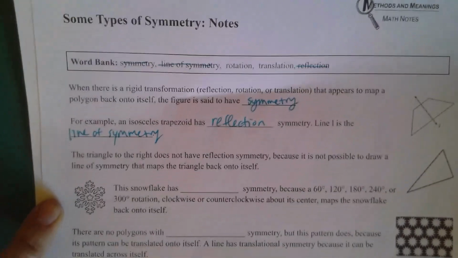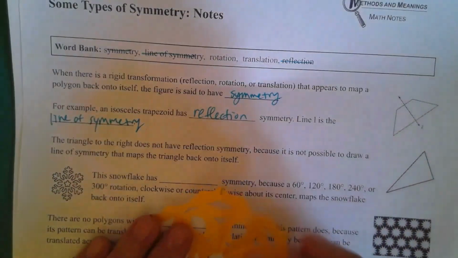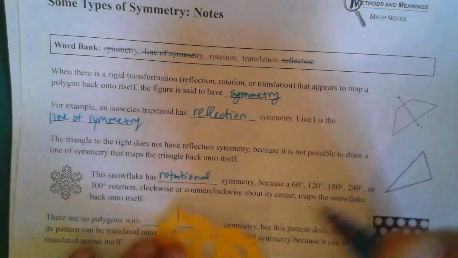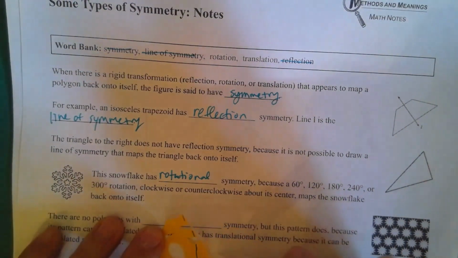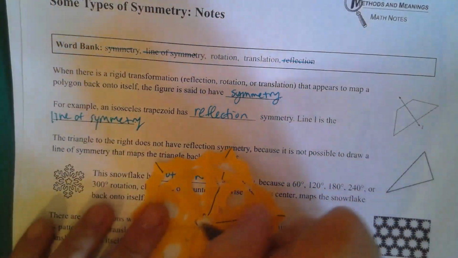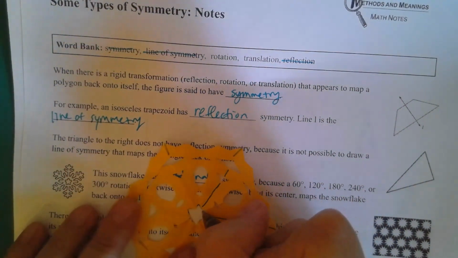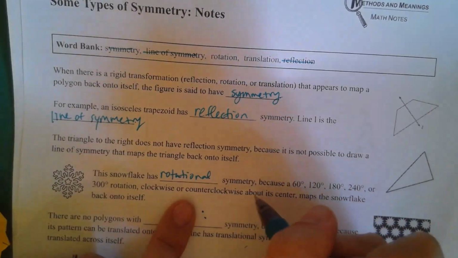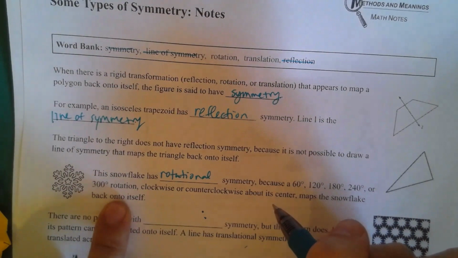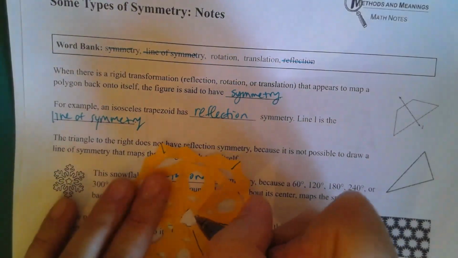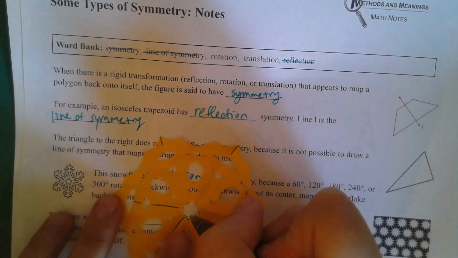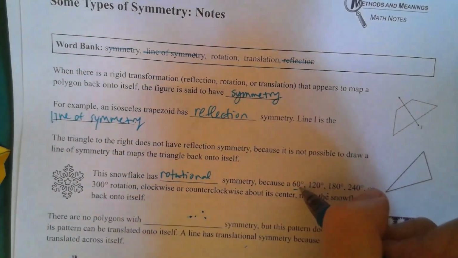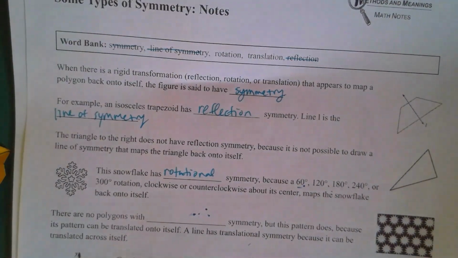This snowflake right here has rotational symmetry. Because if you were to rotate it, for example, 1/6 around the circle happens to be 60 degrees. If I rotate this 60 degrees, clockwise or counterclockwise around its center, it maps the snowflake back onto itself. So I rotate this and nothing changes, nothing changes, nothing changes. That's true for any multiple of 60. So it works for 60, 120, 180, 240, or 300, etc.